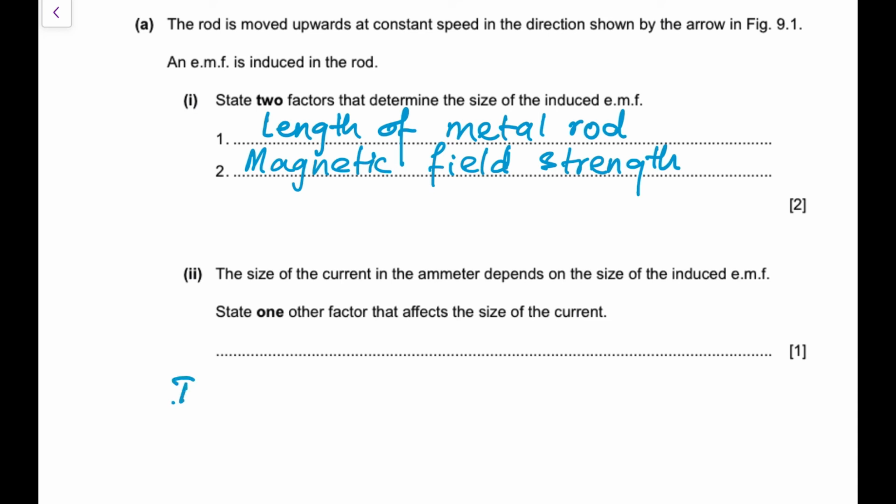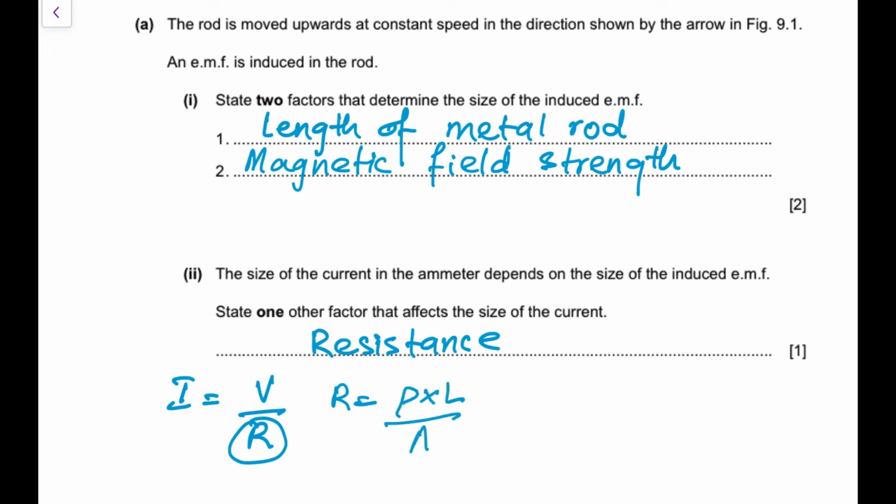Now, current in a conductor is equal to the EMF or the voltage divided by the resistance. That means the current also depends on the resistance of the conductor. Now resistance again is equal to resistivity multiplied by length divided by area, which means you can mention any of these factors. And again, area, the cross-sectional area for a conductor that's in the form of a wire, is pi r squared or pi d squared by 4. So you can even mention the radius and the diameter of the conductor.